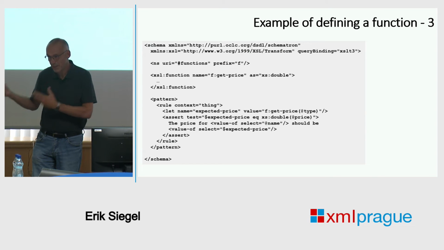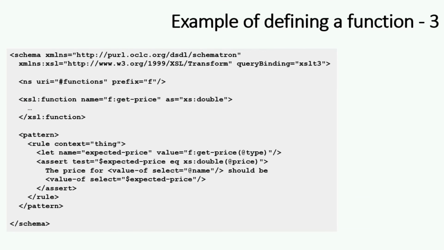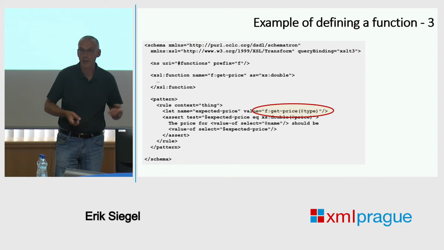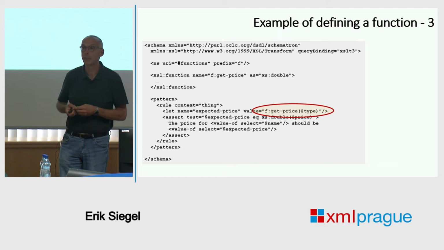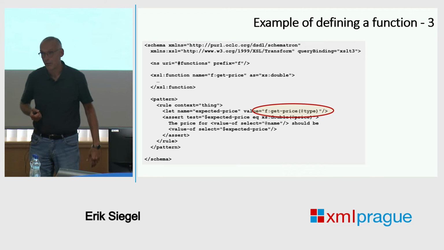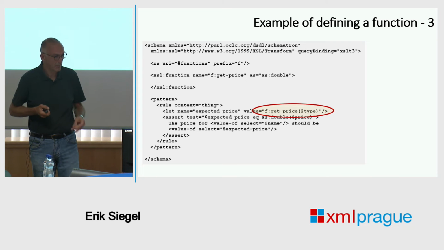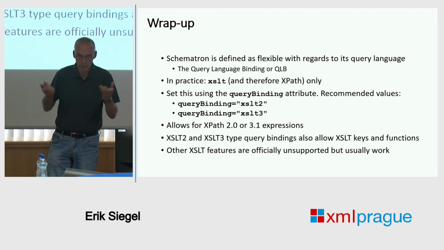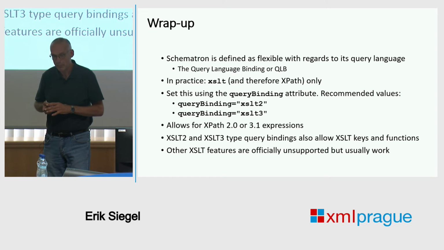So, given that we've defined the namespace using our NS element, how can we use this thing? What we can do is we can now simply call the function which gets us the price, and then we can compare it in a Schematron assert element to get you a correct message. From there on, it's simple. So, this is what I want to tell you about query language binding. So, quick wrap up.